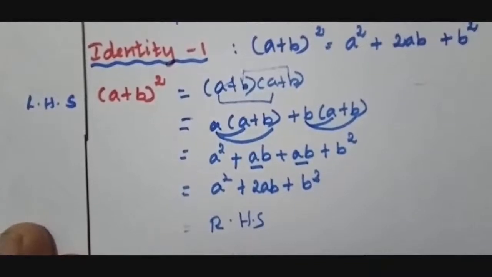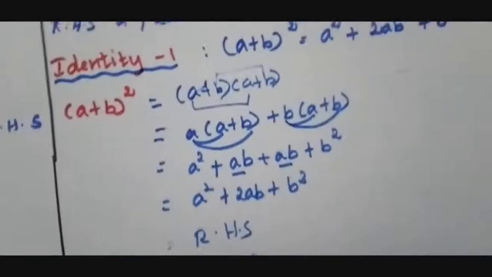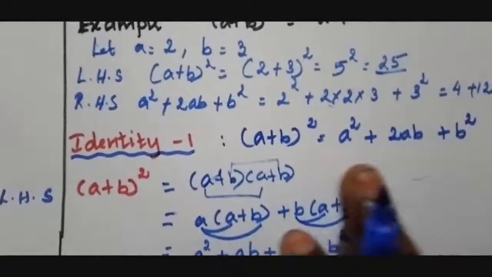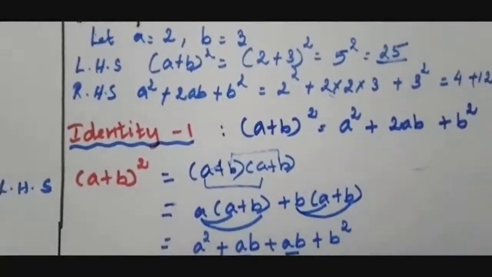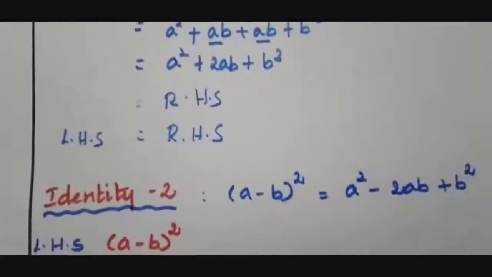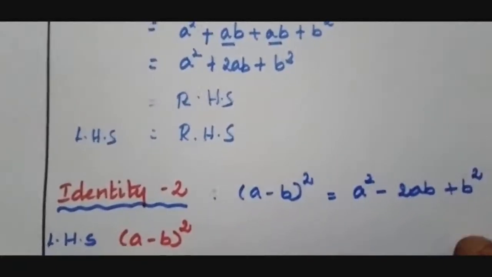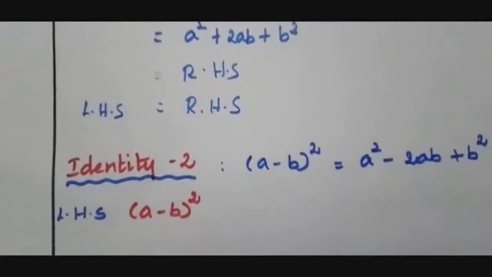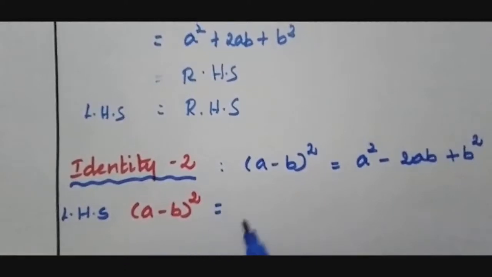So LHS is equal to RHS. So the first identity is a plus b the whole square is equal to a square plus 2ab plus b square. Is it clear? Let us solve the second identity. A minus b the whole square is equal to a square minus 2ab plus b square. Now take the LHS. A minus b the whole square, you can write as a minus b into a minus b.